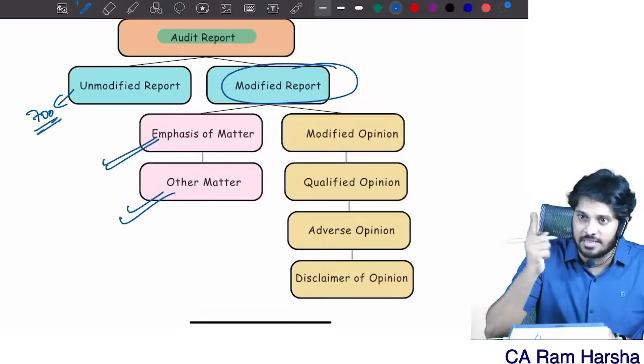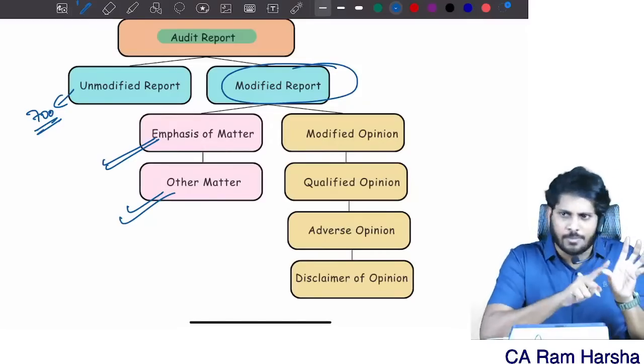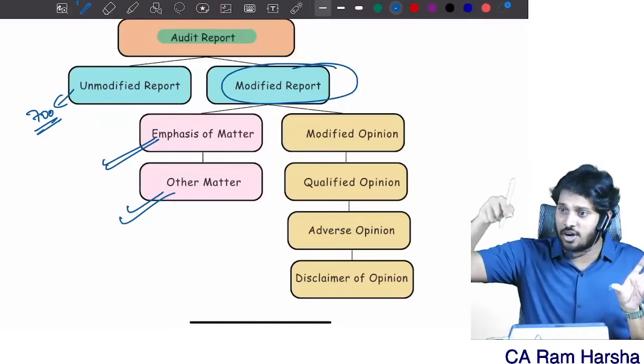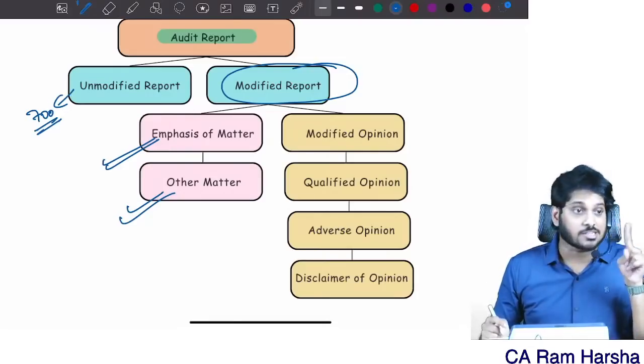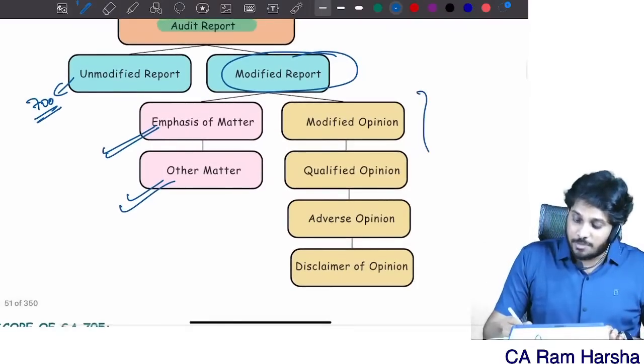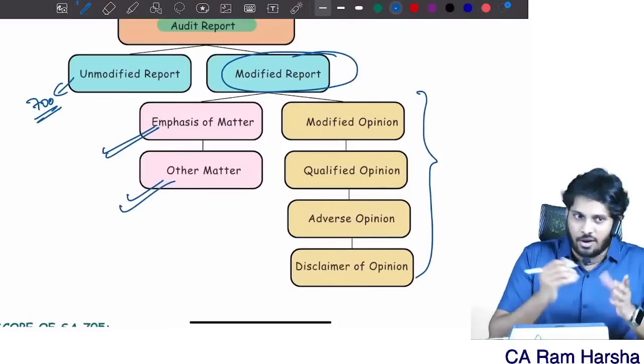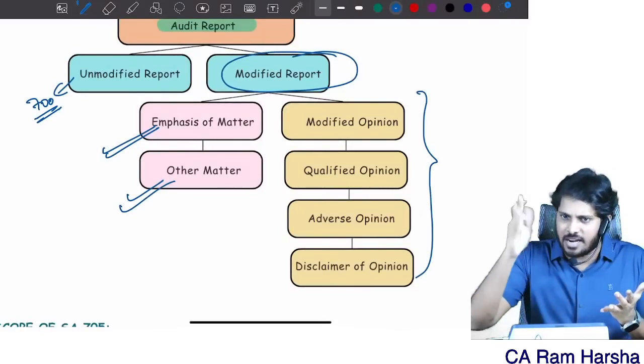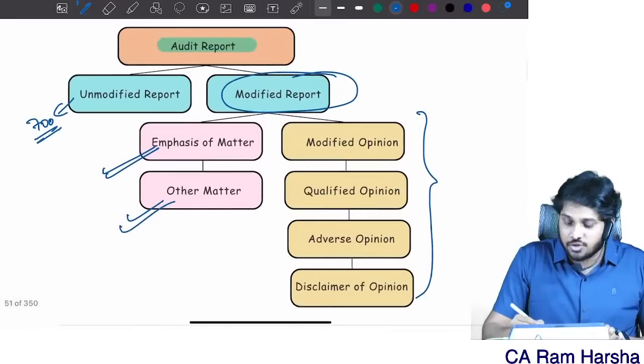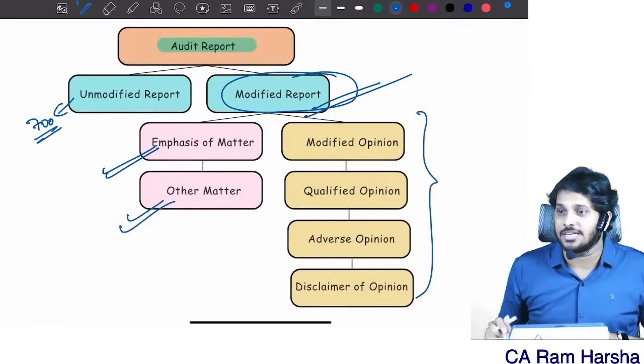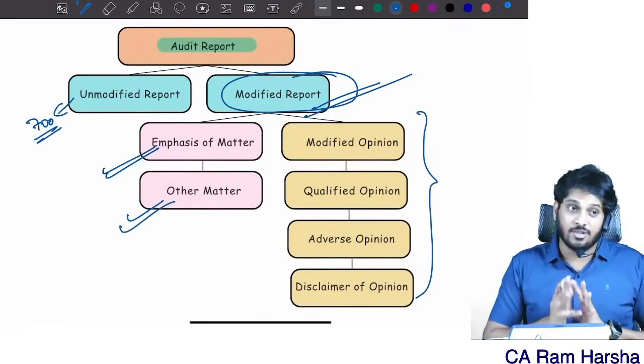You are modifying the report, right? You are modifying the 700 format by including 706 content. Suppose you are modifying the opinion. Then also, when you are modifying the opinion, you are not following the 700 format, right? That is also treated as what? Modified report. They will give you this question.